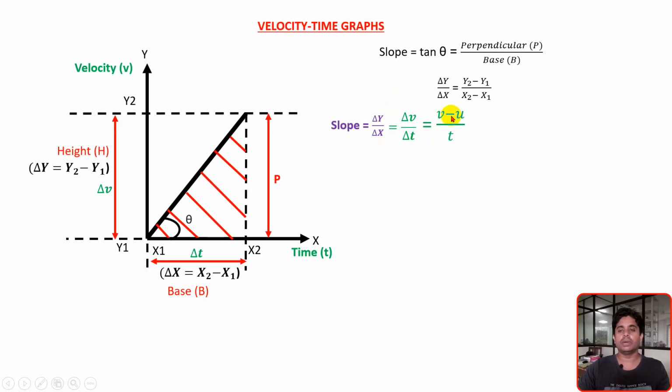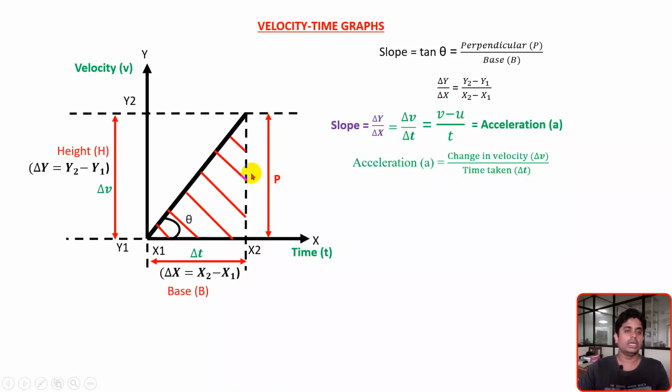Delta v is nothing but v minus u, divided by t. v is the final velocity of the object, u is the initial velocity of the object, and t is the corresponding time interval. Right. So v minus u divided by t is change in velocity divided by change in time. What is change in velocity divided by the corresponding time? It is nothing but acceleration, right? So acceleration is change in velocity divided by time taken.